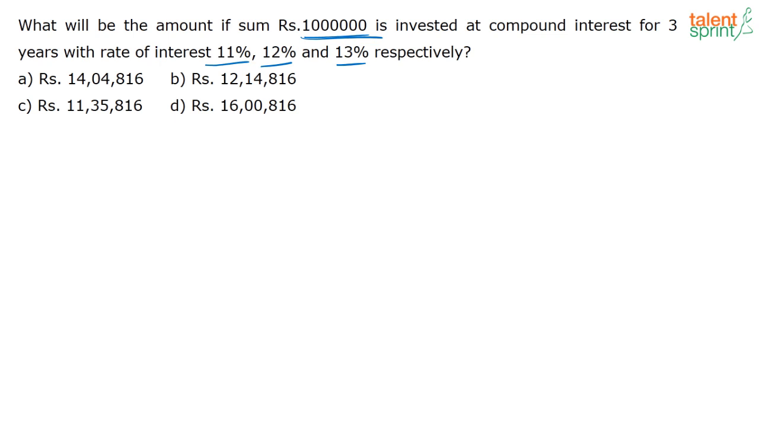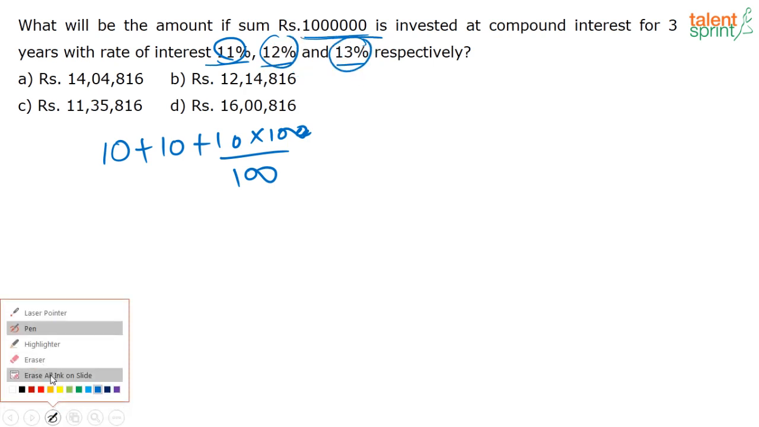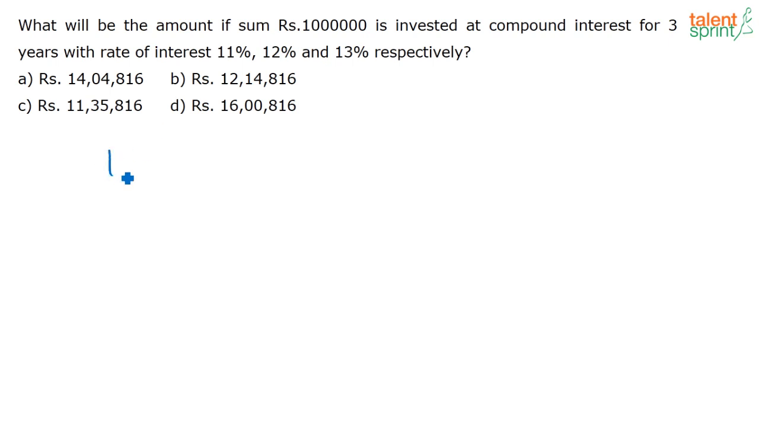So what is happening here? See, generally how do we use effective percentage? If it is for 2 years, if compound interest percentage was 10%, we just did 10 plus 10 plus 10 into 10 by 100. Correct? So this is what we were generally doing. Here what is the difference? They have given first year the interest rate is 11%, next year it is 12% and next year it's 13%. So that's all. So again, normal effective percentage method that we follow.